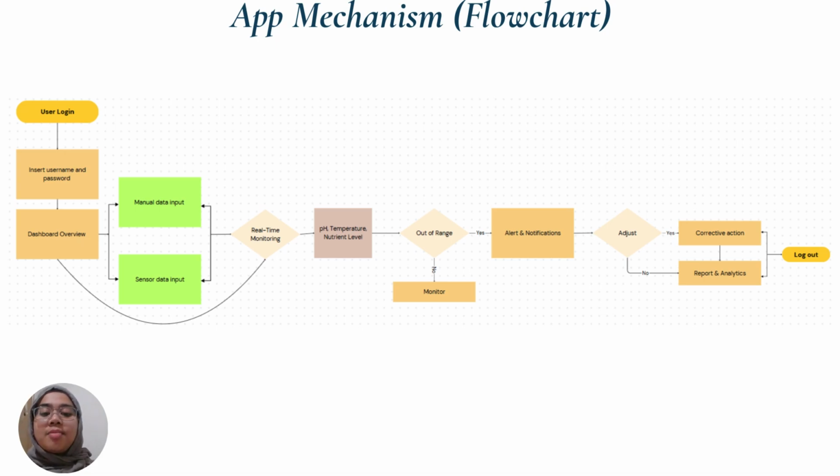Next, the app collects fermentation data through two primary sources. First, manual data input. Operators can manually input data like batch information or specific observations. Next, sensor data input. Real-time readings such as pH, temperature, and nutrient levels are captured directly from fermentation sensors. Both manual and sensor data are processed and analyzed here. The app compares the data against preset optimal ranges and uses predictive models to identify potential issues.